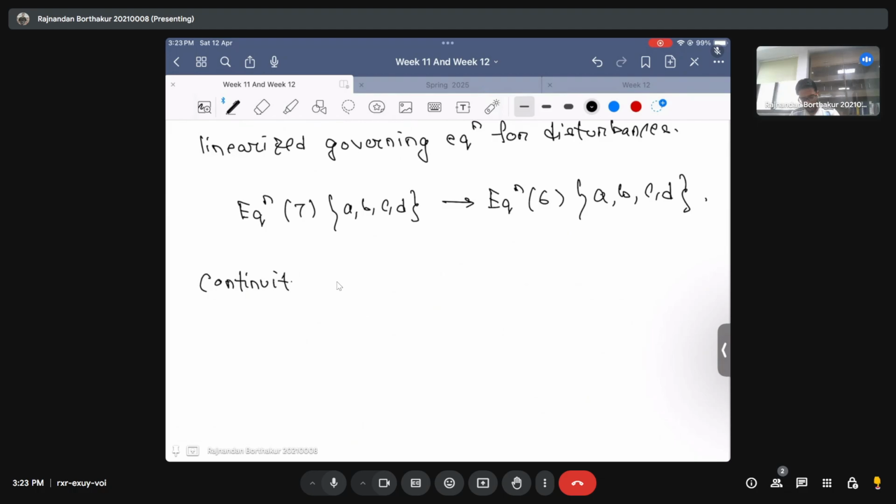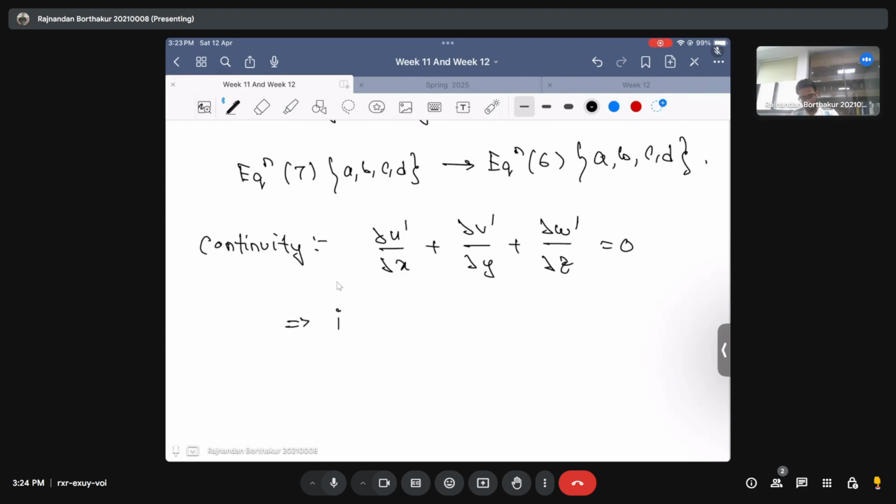So what you can see is the continuity equation, which was del u prime by del x plus del v prime by del y plus del w prime by del z equal to 0. This was our linearized continuity equation.